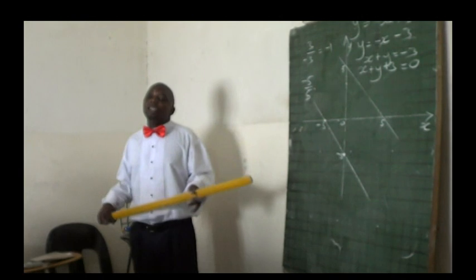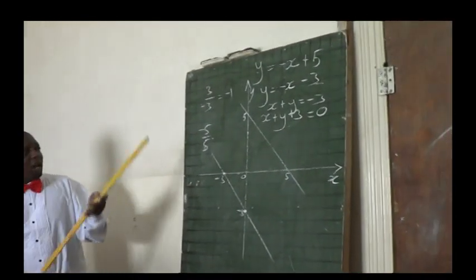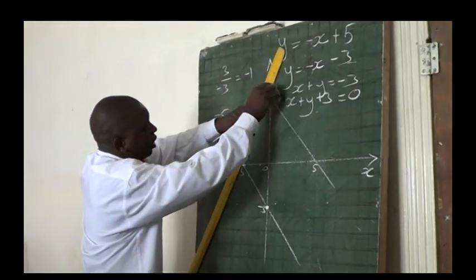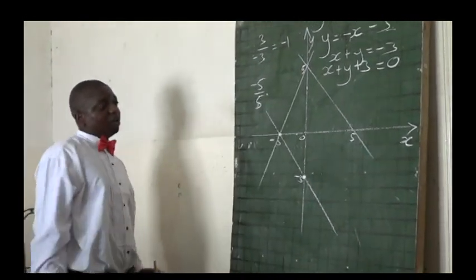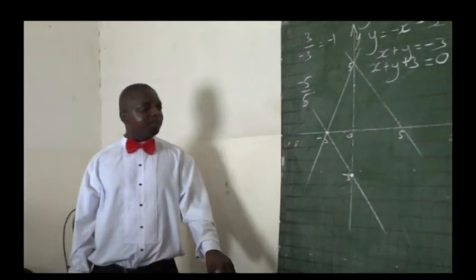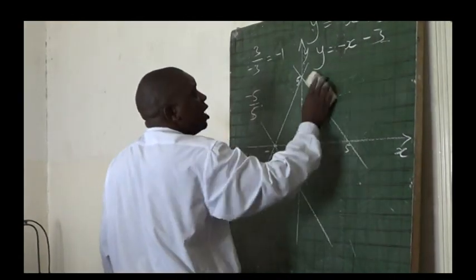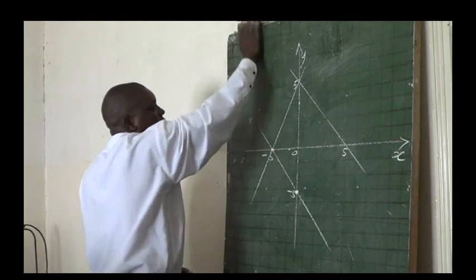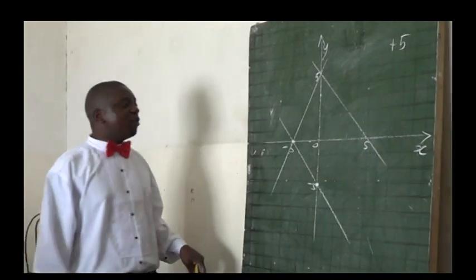Have you understood how to find the equation when given a straight line graph? This line, what is the equation of that line? Let's do it in stages, starting with the y-intercept. What is the y-intercept? Plus 5. And what about the gradient?